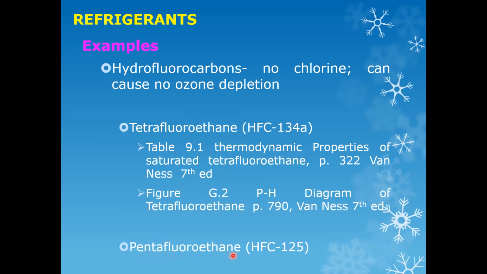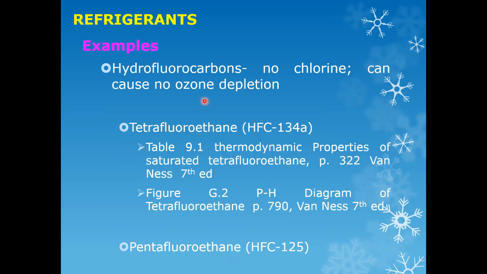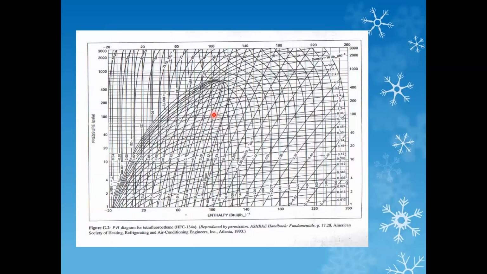We also have pentafluoroethane. So these are the thermodynamic properties of tetrafluoroethane. We're given the temperature, pressure, specific volume, enthalpy, and entropy. And we're also given the PH diagram of tetrafluoroethane.